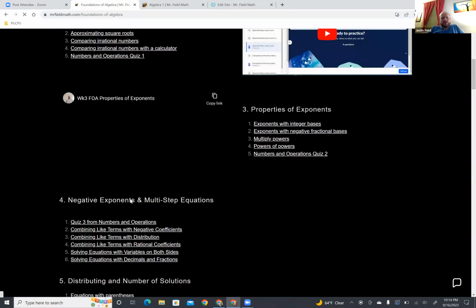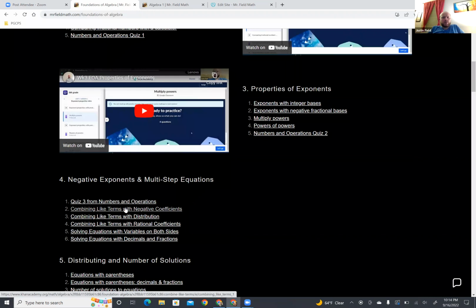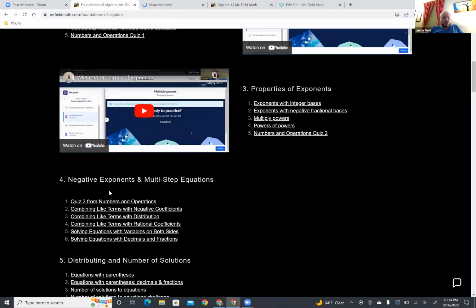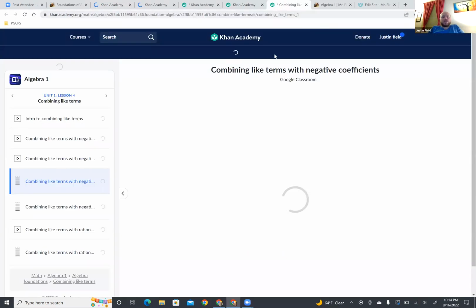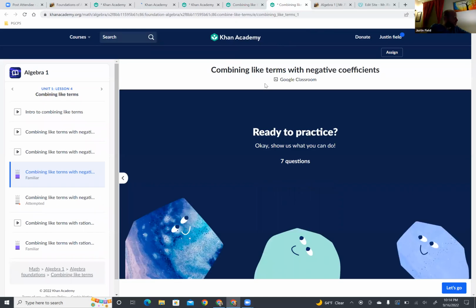So we'll go through that, but right now we're going to combine like terms with negative coefficients. We are going to combine like terms with distribution. We're going to combine like terms with rational coefficients, and we're going to solve equations. Are you ready? I'm ready. Let's do this. So combining like terms with negative coefficients is so important. I'm ready to combine.